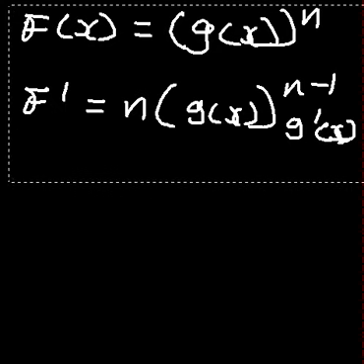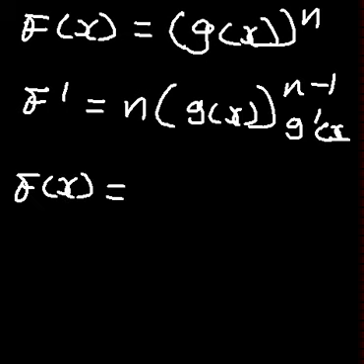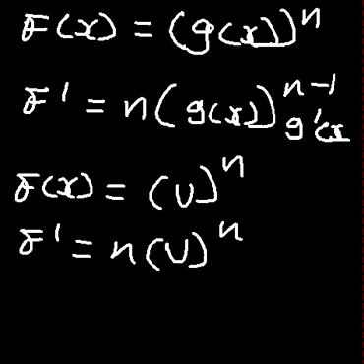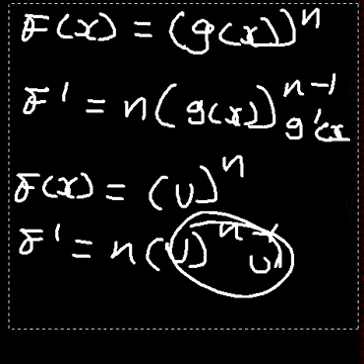Let's say we have this case. We can also have this in another notation, if we may. Let's say we have f of x is equal to v to the power n. In this case, f of x prime will be given as n times the inner function v to the power n minus 1 times v prime. Which means the derivative of the outer function times the derivative of the inner function. So basically we use the chain rule whenever we have a function that is being raised to some power.